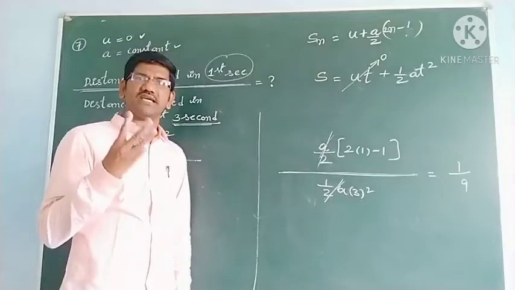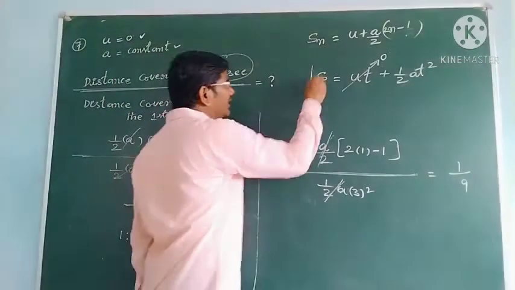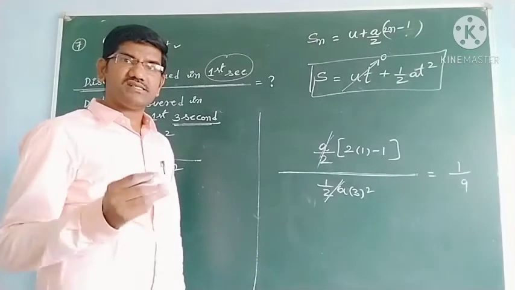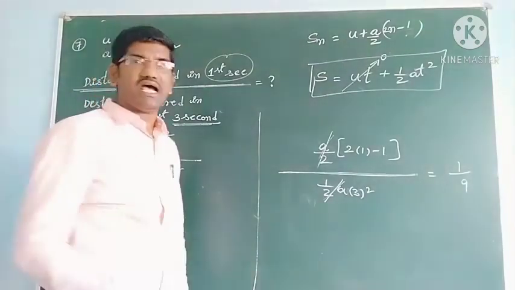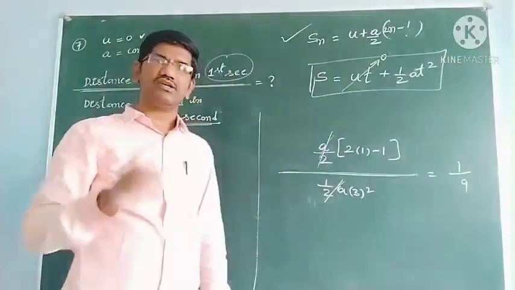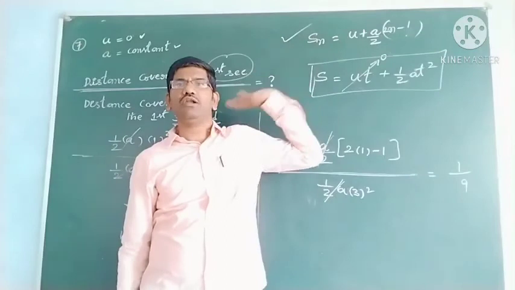A group of seconds is given, 3 seconds. Use this formula: S is equal to ut plus half at square. It is the formula for the distance traveled for 3 seconds. If they ask you the distance traveled in the third second, this is the formula. This is the distance traveled in the given interval of time. Whichever interval we are interested in, only that time we have to write.